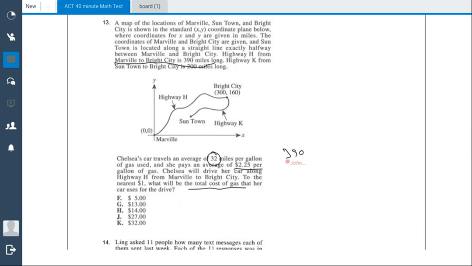So I'm going to take 390 and divide it by 32 to figure out how many gallons of gas I burnt up. And then if I take that times the price per gallon, that should tell me how much money I actually spent, and that's $27. This represents the number of miles that you drove. That represents the amount of money that you paid per mile. You multiply the two, you actually get the answer.